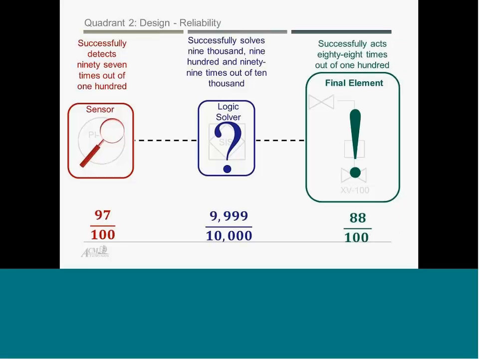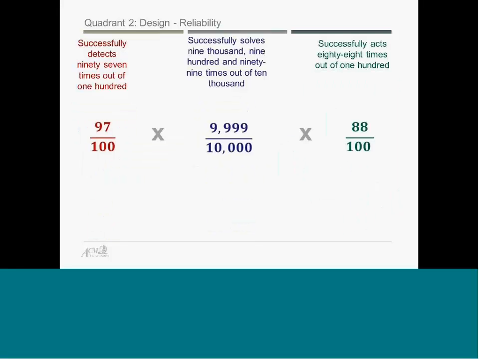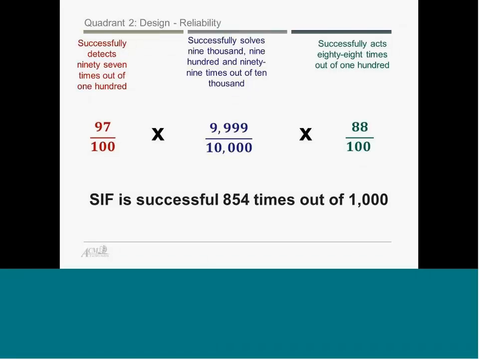Then our final element, we go back to that reliability equation, and it's going to successfully act 88 times out of 100. This is fairly realistic for a safety instrumented function. Your final element will typically be the least reliable, and your logic solver will generally be the most reliable system, with the sensors somewhere in between. To determine the overall reliability, what we're going to do is look for the chances of all of them working. So we multiply it together and get that the SIF is successful 854 times out of 1,000.